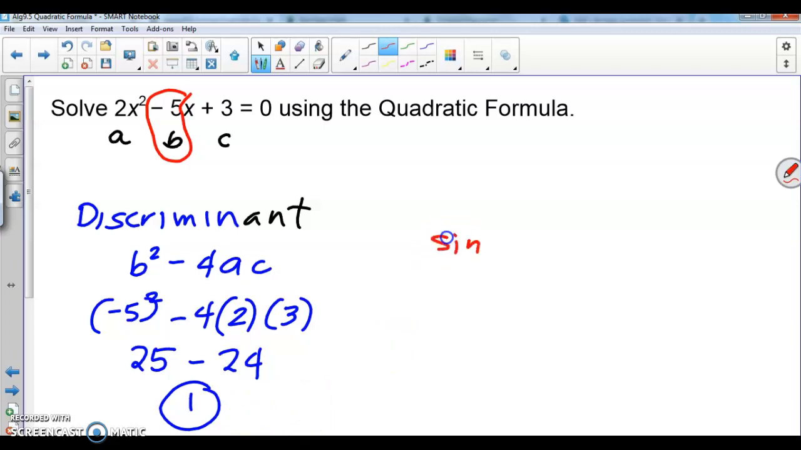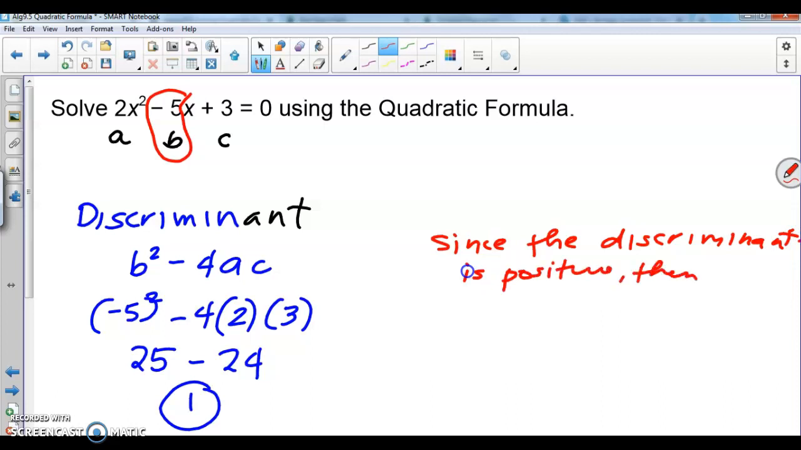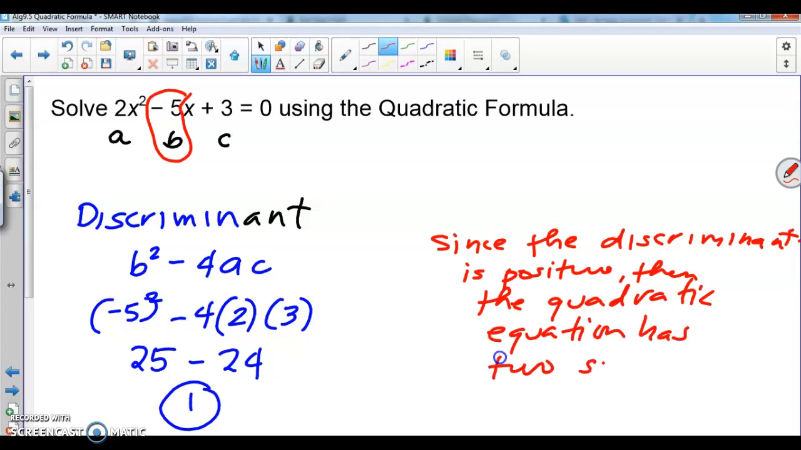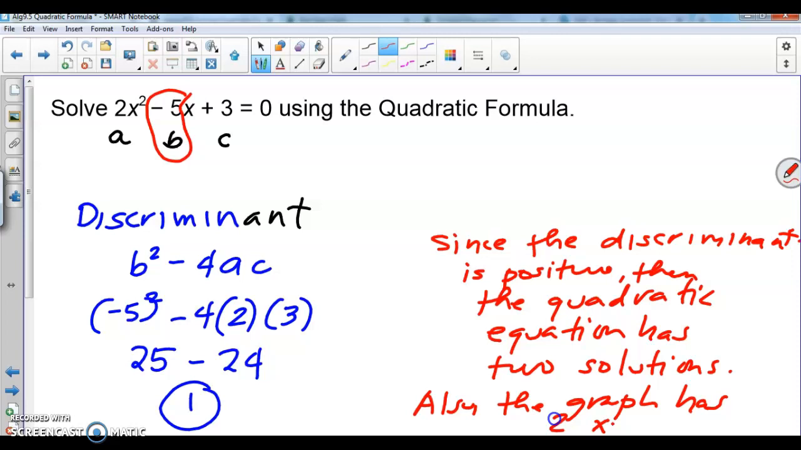Since the discriminant, oops, I lost that T right there. Since the discriminant is positive, then the quadratic equation has two solutions. Also, the graph has two x-intercepts.